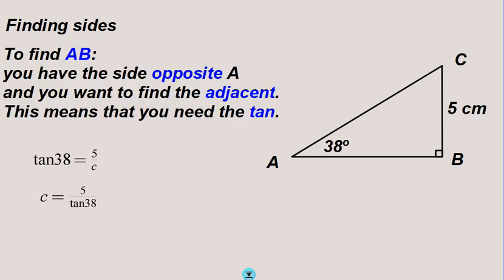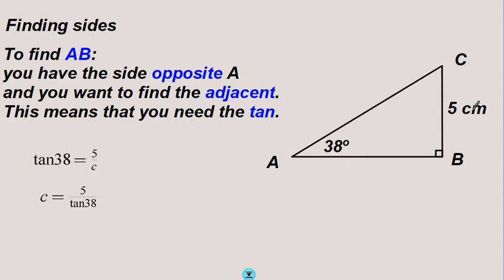Now let's apply. The first application is using the trigonometric ratios to find sides. Let's say that we have this right angle triangle ABC with BC as 5 centimeters and the angle A as 38 degrees. And let's say that our objective is to find the length of the side AB. Now we look at the triangle, we know the angle A, and we know the side that is opposite to it. And we want to find AB, which is the adjacent to 38.